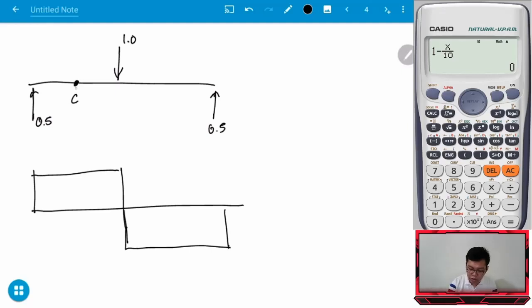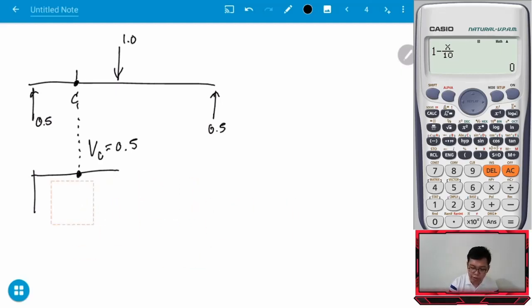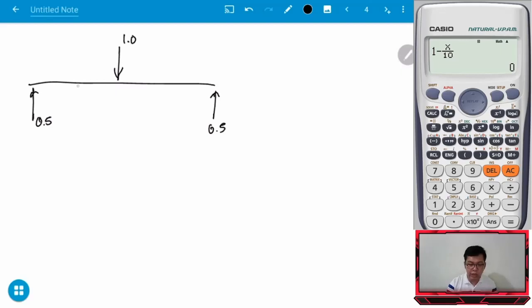And then you can actually look at C, then project that, and then the C, so VC is actually 0.5. Okay, so let's not go further, guys, it will take us too long. To solve for the shear at C, or the moment at C, these are actually internal forces at C, that's the moment. To solve for that, we will be using the method of sections.